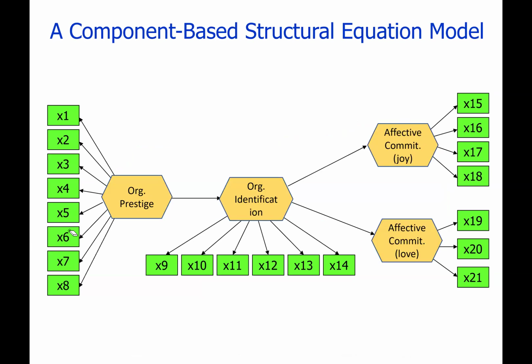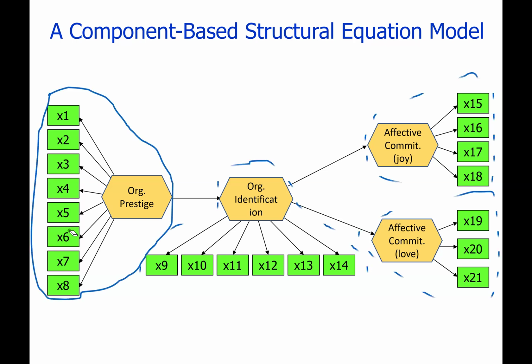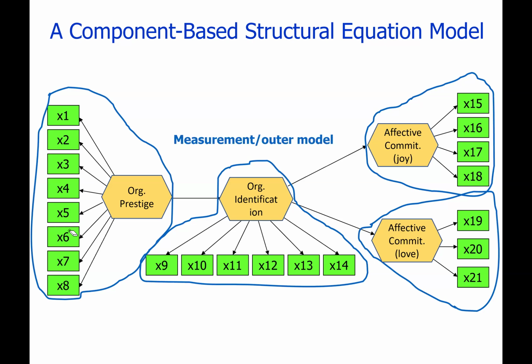On the other hand, in component-based SEM, we actually replace those constructs with hexagons, or components. This kind of model also has a measurement model, also called the outer model in component-based SEM, the same thing. Here we look at the relationships between each component and its indicators.